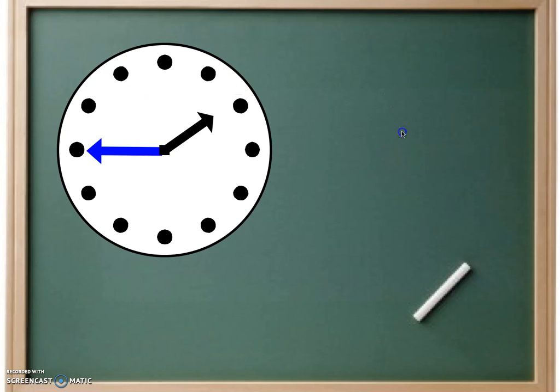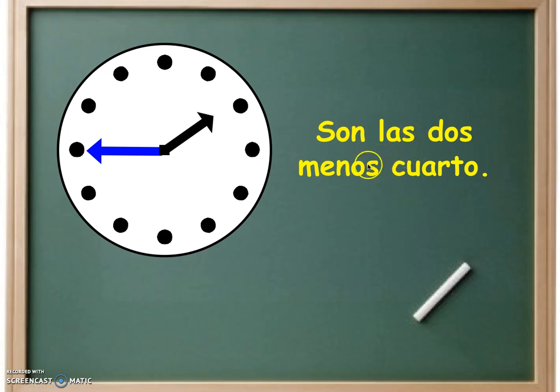Okay, and the next one. Son las 2 menos cuarto. Son las 2 menos cuarto. So 2 menos cuarto means 2 minus a quarter of an hour or 15 minutes. So 2 minus 15. What is 2 o'clock minus 15 minutes? We know it's going to be 1. So it's 1:45. This clock is showing you 1:45.